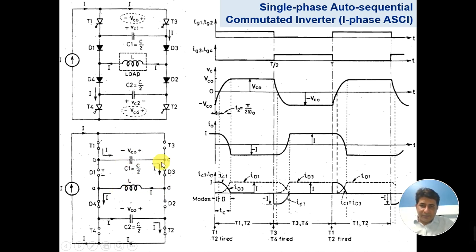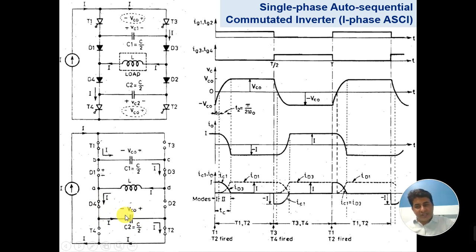Now why at this time is D3 conducting and D1 is not conducting? Because this capacitor has this plate as negative. This negative creates a negative bias for diode D1, whereas this positive makes D3 forward biased. That is why when we switch on T1 and T2, it is the diode D3 which becomes forward biased, while D1 becomes reverse biased because of the polarity of this capacitor. That is why the current establishes through T1, then through this capacitor, then through D3, then through this load, and then through D4, and then this capacitor again.